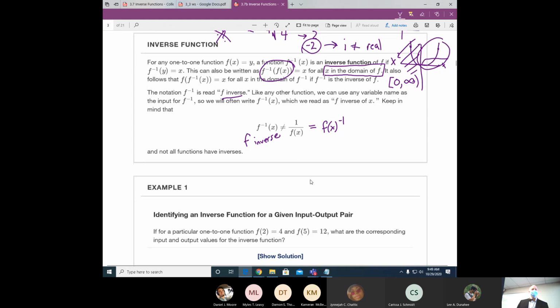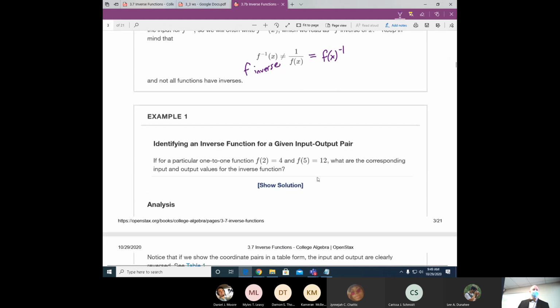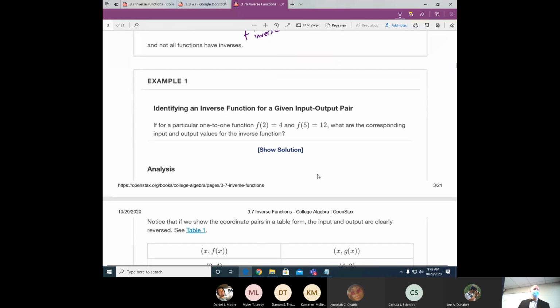Now they actually go to a simpler concept as we think through this. When I have pairs of numbers, if I have f of x, and I have some pairs, like when I get a 2, instead of putting a y here, I'm going to put f of x here. When I feed it a 2, I get a 4. When I feed it a 5, I get 12.